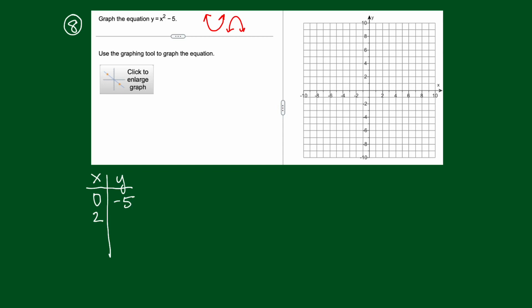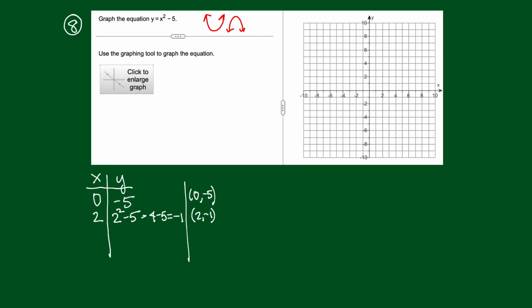Now, if I put a 2 in here, let's go ahead and do that. It'll look like this. I'll get 2 squared minus 5. Do you see what I did there? I put a 2 right there. 2 squared minus 5. So that gives me 4 minus 5 is negative 1. All right, I'm going to keep track of these points here. Here is 0, negative 5. This one is a 2 and a negative 1.